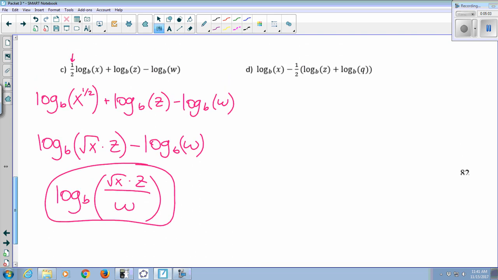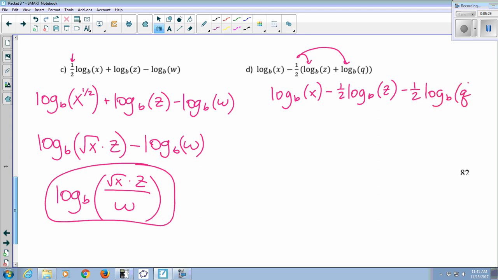And D, first I need to distribute this -1/2. So it's actually a coefficient on both of these terms. Distribute it. So this is going to be log base b of x minus 1/2 log base b of z minus 1/2 log base b of q. Now actually, that might be easier if I combine the two things in parentheses before I distribute the -1/2. Let's do that.